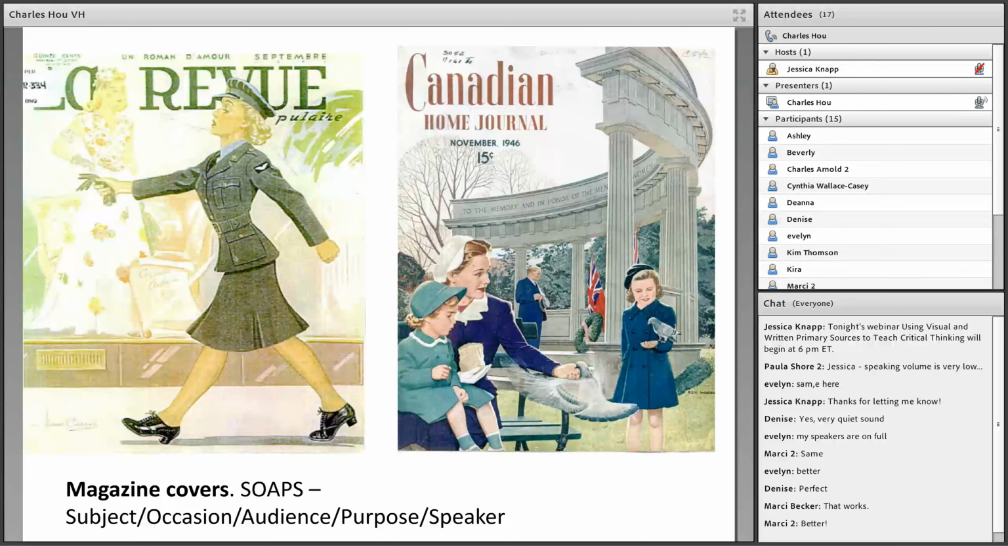Newspaper, magazine, 1940, 1946. What's the difference? Well, in 43, we wanted women in the armed forces, and in 46, we wanted them in the home. And look how the magazine covers changed.